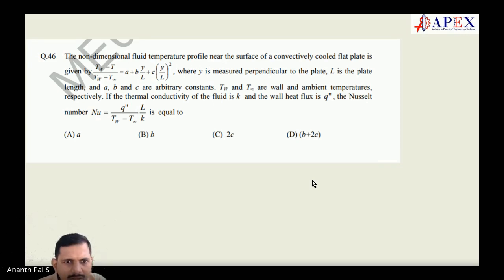Q double dash. Wall flux is Q double dash. I said that. It's a number, that's it. It does not mean differentiation.